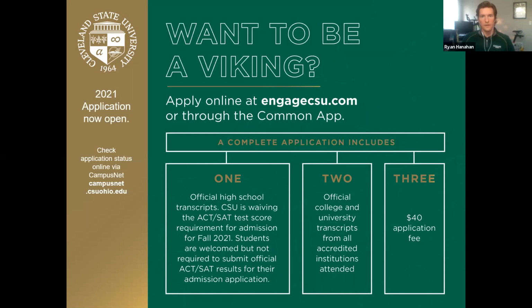So the next steps in the next couple of slides talk about becoming a Viking and your application, and then just next steps you want to go through so we can communicate with you during your senior year, get you back out on campus for orientation in the summer, and then get you ready to go for your first fall at CSU. So if you're looking to apply to CSU, there's a couple options you have. You can apply online at engagecsu.com, which is listed right there on the screen.